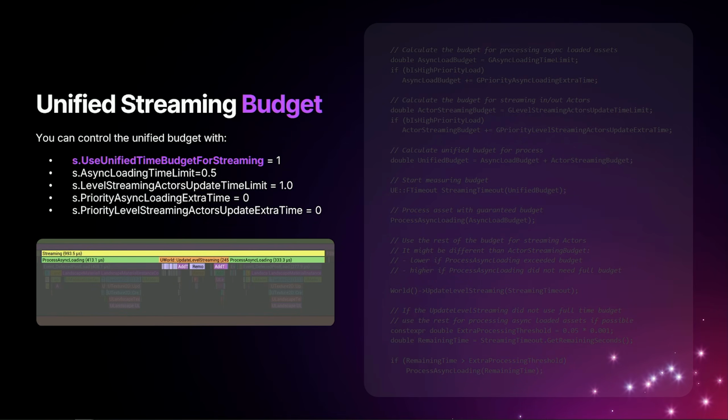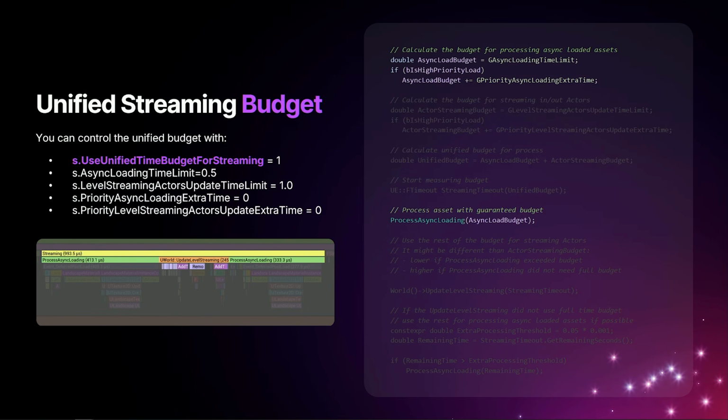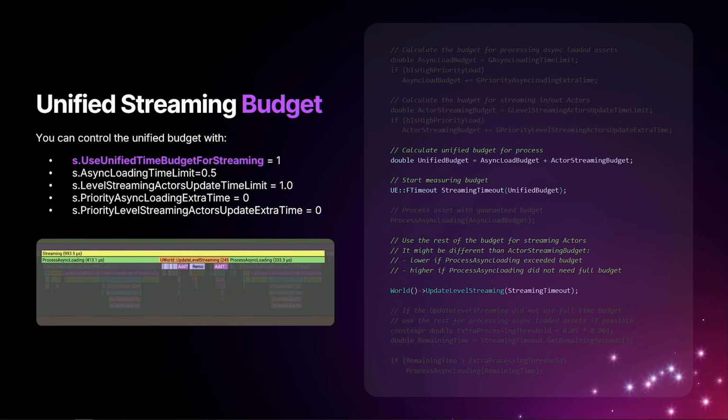For that reason, with Ben Ziegler, we have implemented an optional unified streaming budget. We calculate the streaming budget as a sum of existing budgets, but we still execute process async loading with the guaranteed process async loading budget. Then, we have a unified budget left that will measure how much time has passed since we entered this functionality, including process async loading. We will start update level streaming that will now execute add and remove under a single time budget.